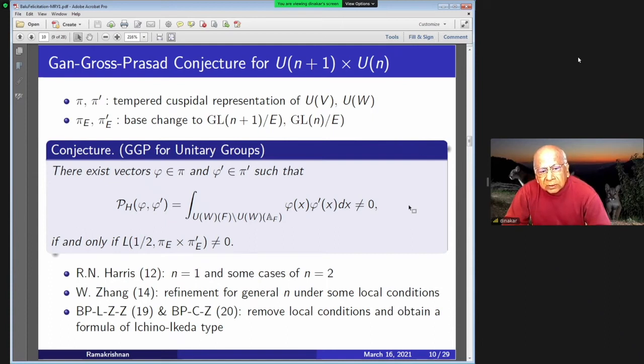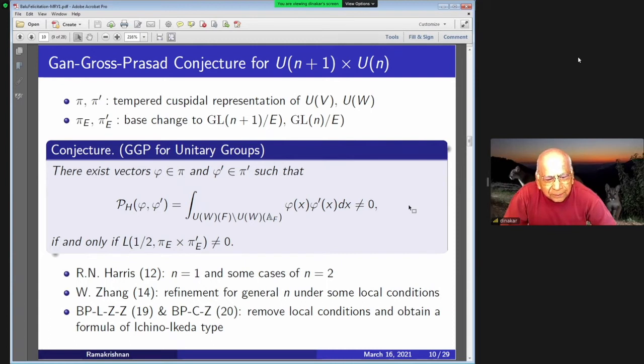Because when you take U2, that's essentially like GL2, and U1 is like taking the units and elements of norm 1 in an imaginary quadratic field. So this is very much like Waldspurger, and GGP is short for Gan-Gross-Prasad. This Prasad, of course, is Dipendra Prasad, because we have two Prasads who are famous mathematicians.